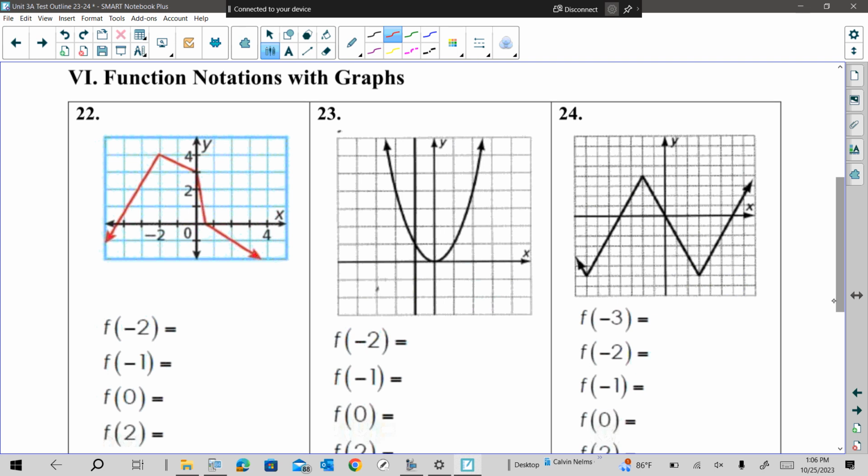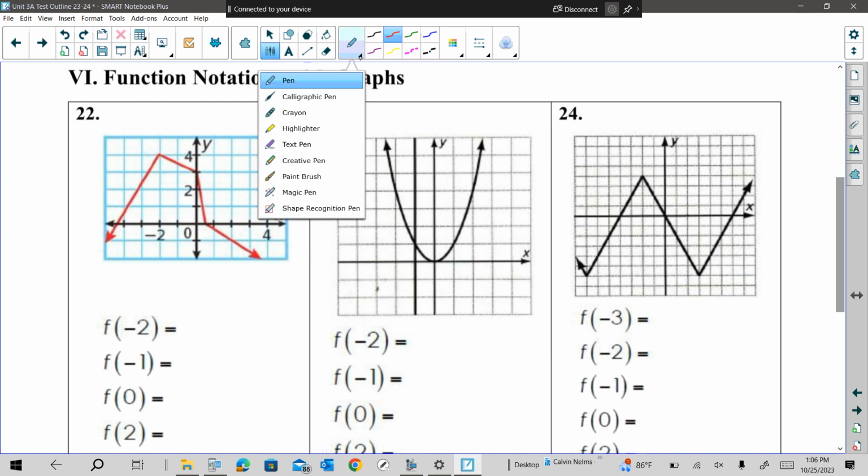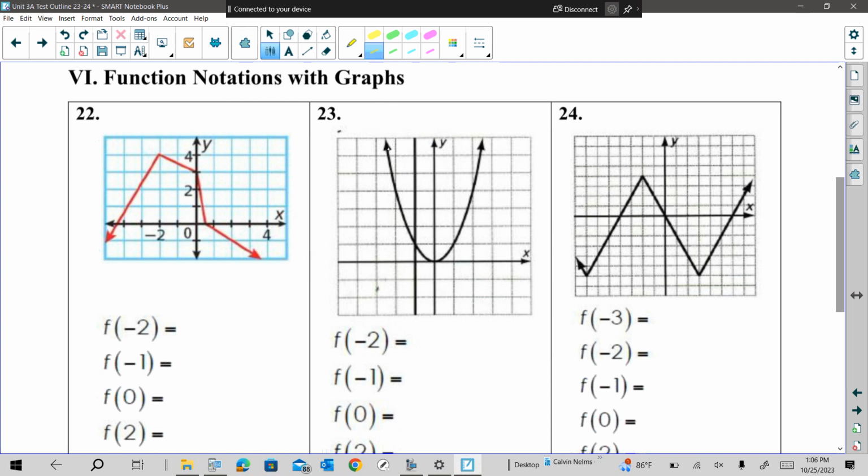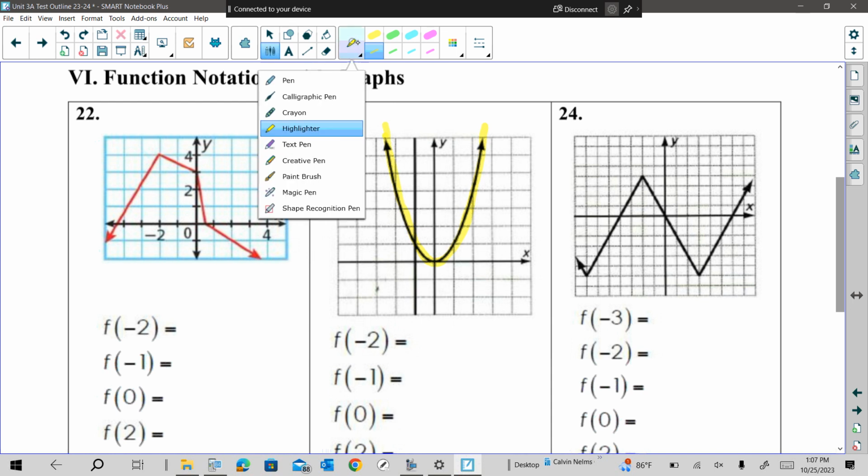Okay, so the remaining part of your review is really analyzing graphs. Okay, function notation with graphs. So on 23 here, first make sure you see that the graph of the function is actually this U shape, the solid curve. It's called a parabola. It's the graph of a quadratic.